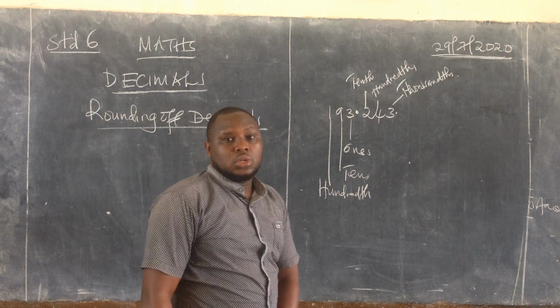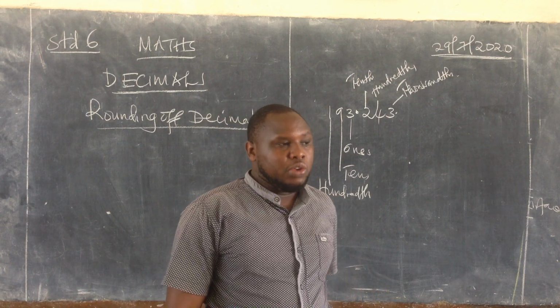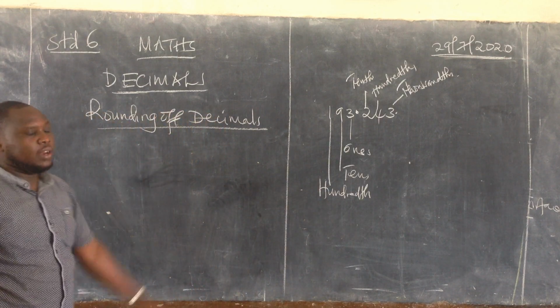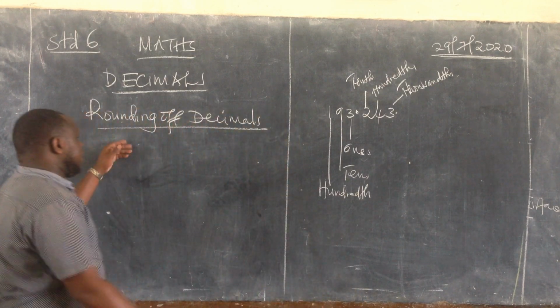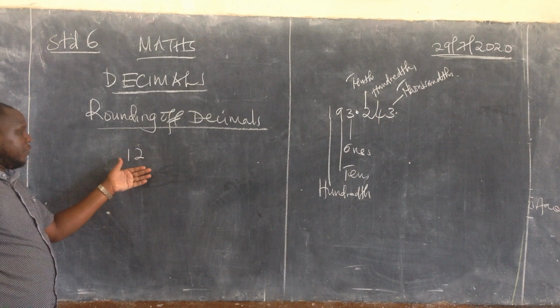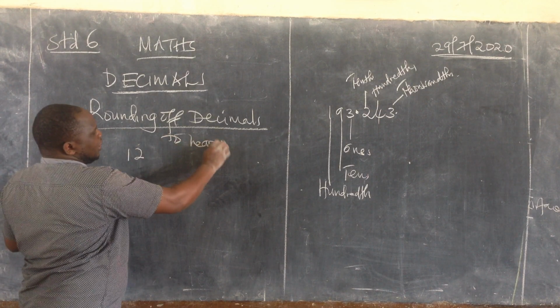So in today's lesson, we are going to see how we can round off decimals. I know you have done rounding off of numbers to the nearest 10, to the nearest 100. For example, if you are given a number like 12, and you are told to round off 12 to the nearest 10.